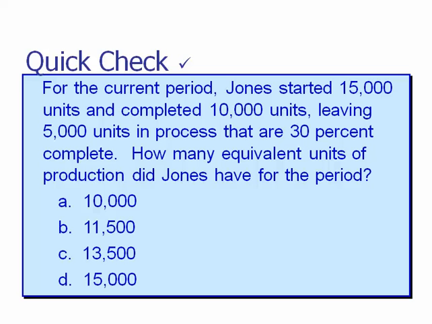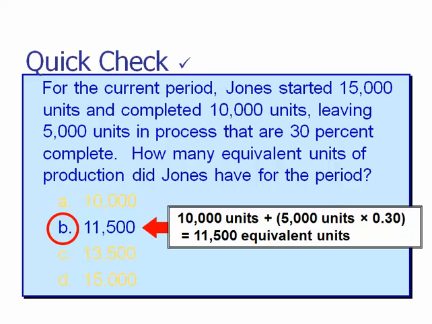These 5,000 units are 30% complete. So the question is, how many equivalent units of production does Jones have for the period? Go ahead and pause the video and consider this problem for a minute. The answer is B, 11,500 equivalent units.